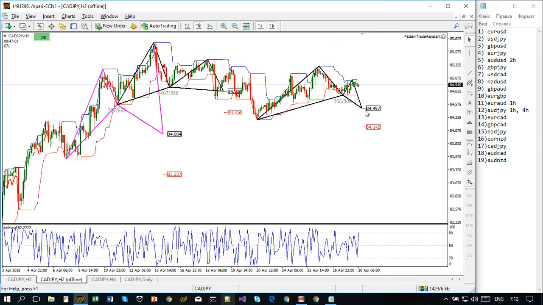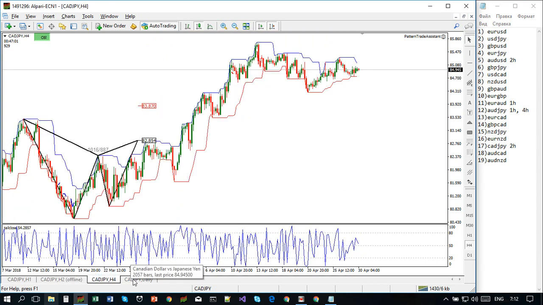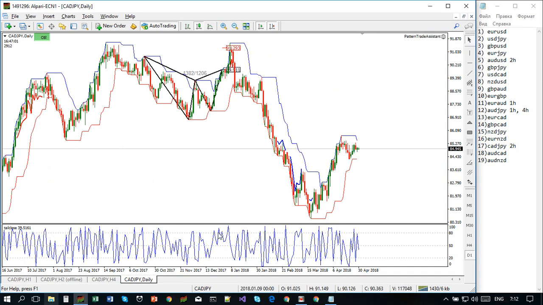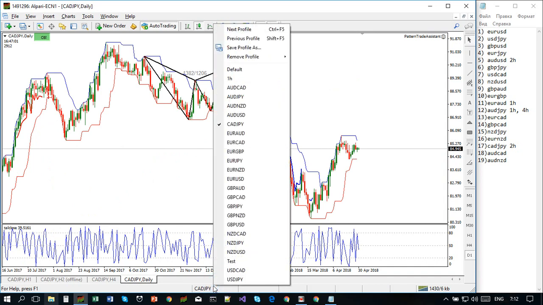On 2 hour we have this potential unified Gartley, CAD JPY. Then let's go to check other time frames. Nothing.